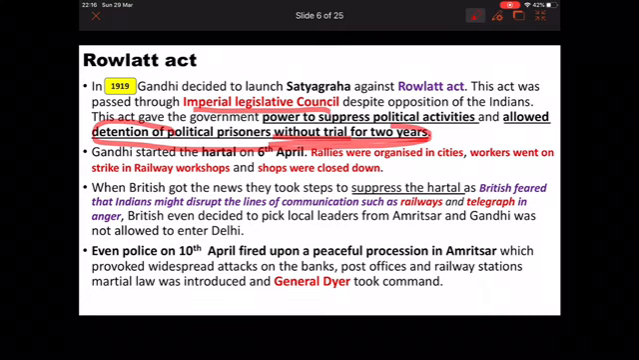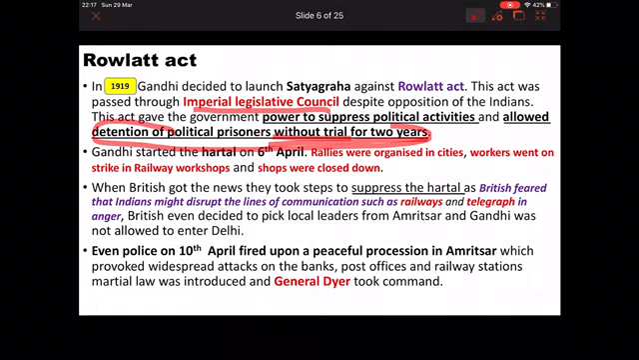You cannot protest against me, you cannot file a case against me in the court. Just think the level of injustice. This Rowlatt Act was passed despite the opposition of the Indians. There was so much protest throughout the country, and Gandhi decided to launch a nationwide Satyagraha movement.